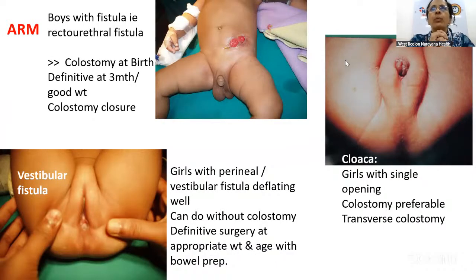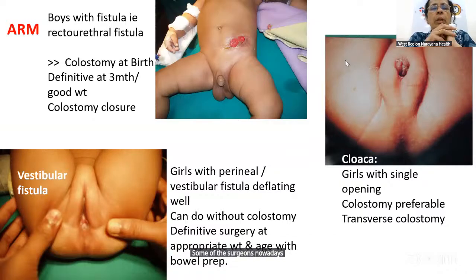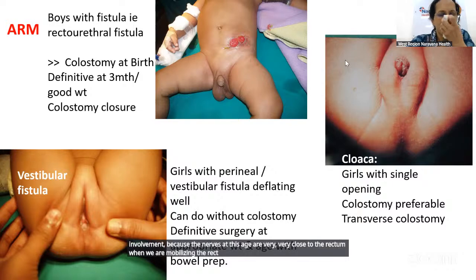So when do we do colostomy in babies with anorectal malformation? Boys with urethral fistula, rectourethral fistula, and agenesis of the rectum and anus, we are supposed to do colostomy. Some surgeons nowadays do primary repair of these babies, but some of them can get complications because of neurogenic bladder involvement, because the nerves at this age are very, very close to the rectum when we are mobilizing the rectum.